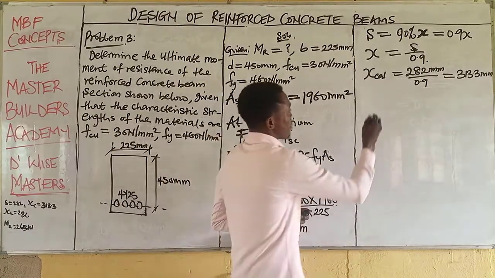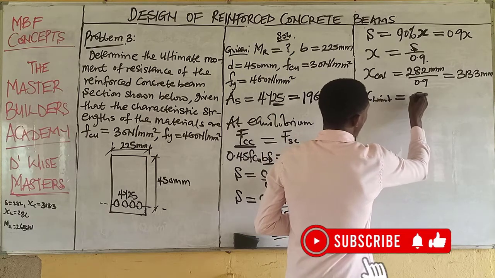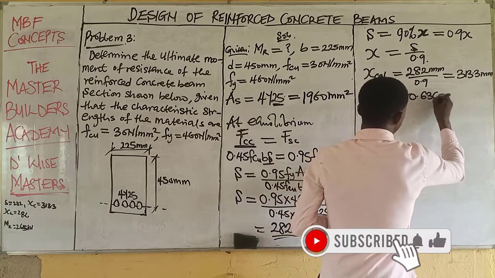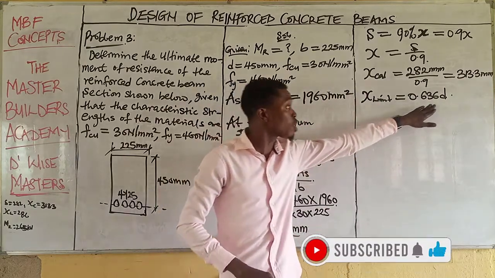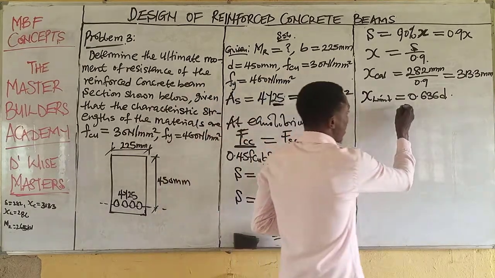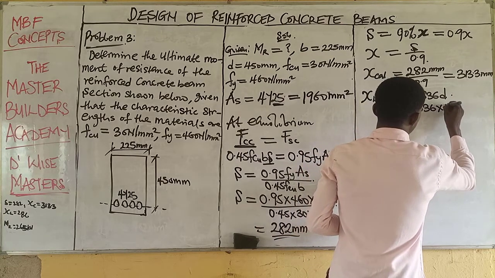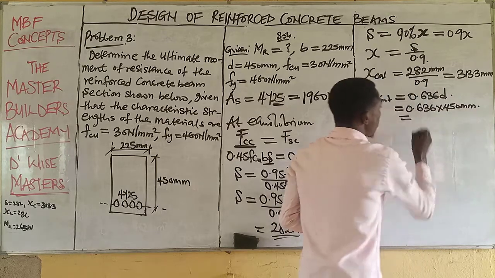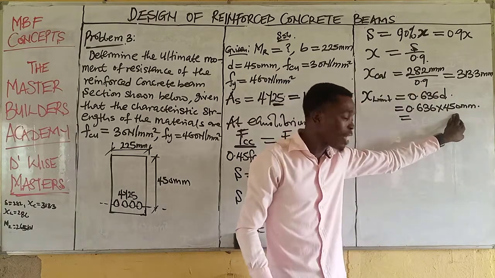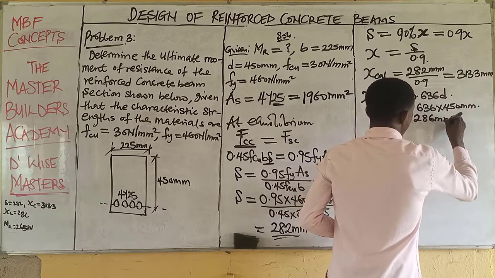And we said earlier that the maximum possible limit is equal to 0.633 multiplied by the effective depth of the concrete. Now we know the effective depth to be 450. Then we have this as 0.636 multiplied by 450 millimeters. And when we multiply this, all we simply have is 286 millimeters.